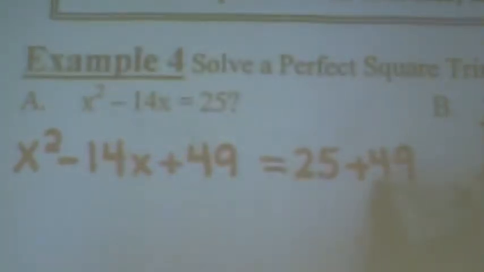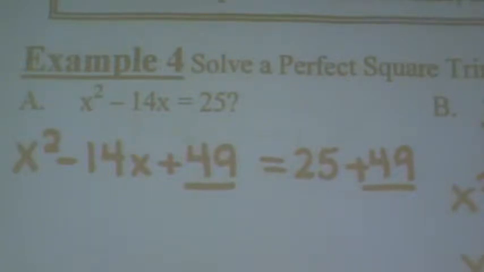Now, 49 has to be the same on both sides. Think of a balance. If you had a scale, and you were to add 49 pounds to one side, what would happen to your scale? What would happen to your balance? If I dropped a 49 pound weight on one side, it would tip, right? So what do I have to do to keep it balanced?